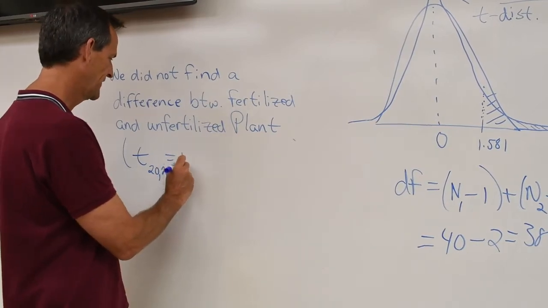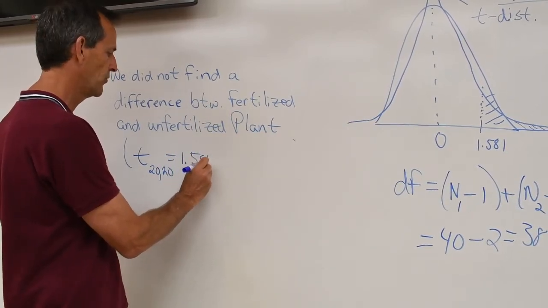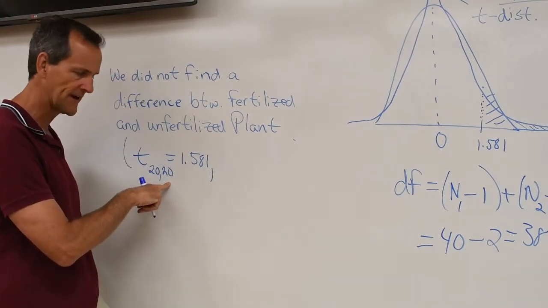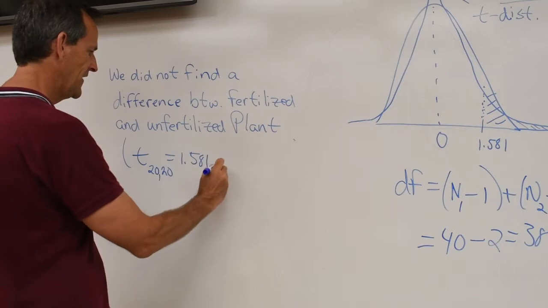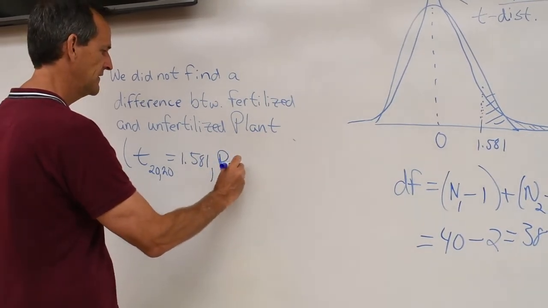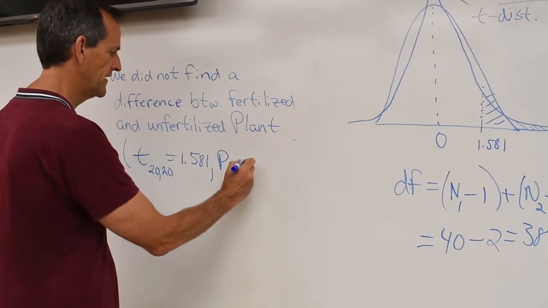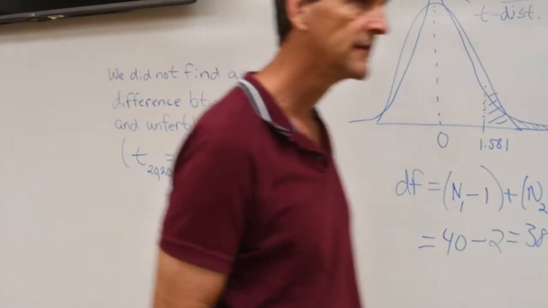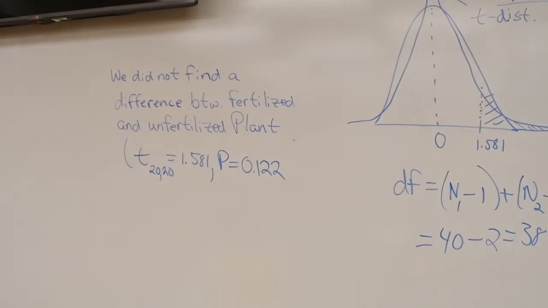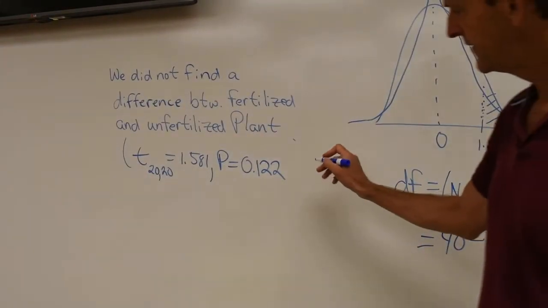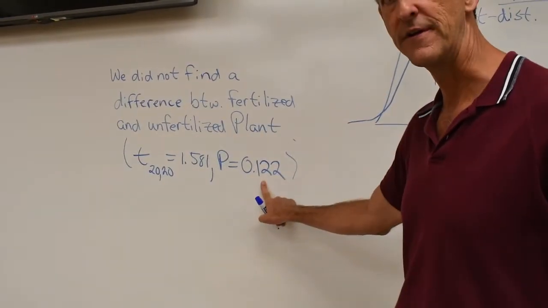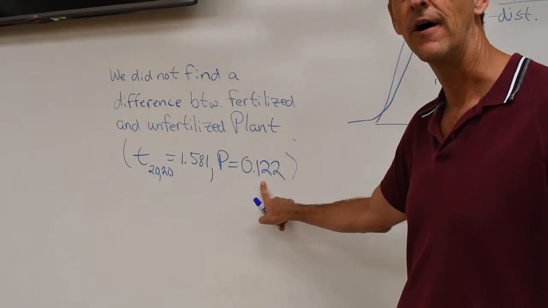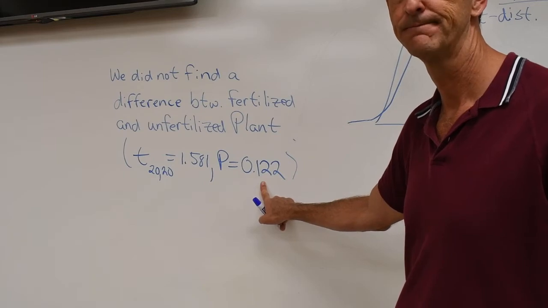All right, so this is 1.581. All right, again, we're reporting our sample sizes here. And then we put P equals the new probability, which was 0.122, I think. Let's see if that's what it said. Yes, that's right. And for this, I've rounded off to 3 decimal points because that's what I usually ask you guys to do on quizzes and tests.